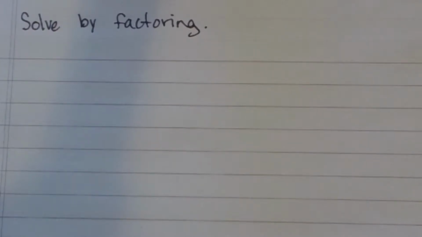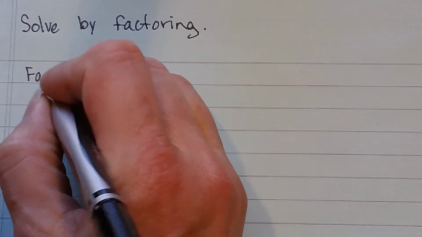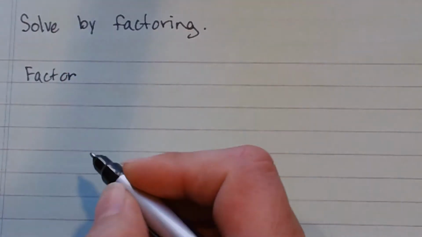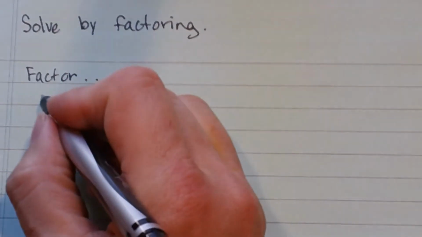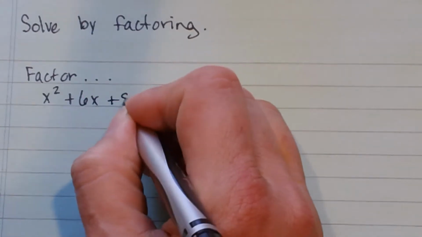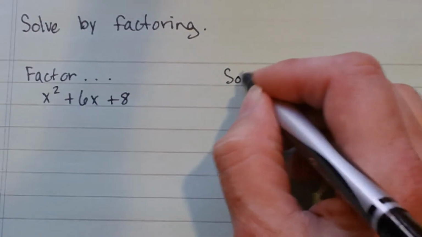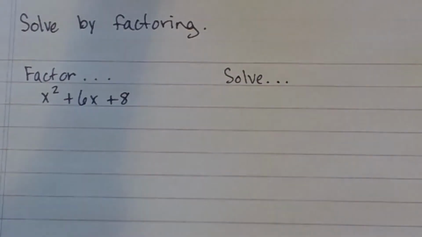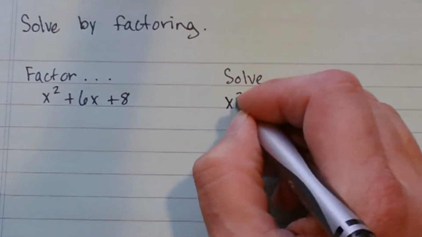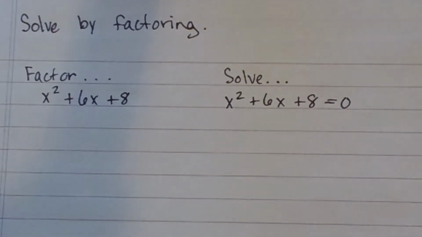What we're going to be working on today is solving by factoring. So I want you to look at two different problems. The directions for this problem are factor. The problem is x squared plus 6x plus 8. And then this problem, the directions are solve. And the problem is x squared plus 6x plus 8 equals 0.